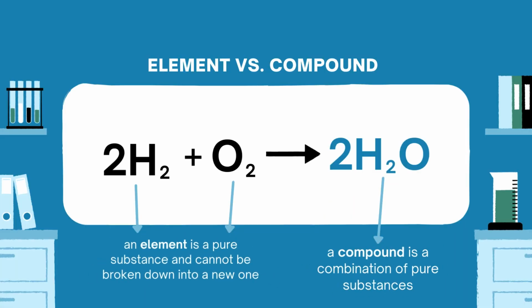In this example or illustration, as you can see, hydrogen, or letter H, and oxygen, which is represented by letter O, are considered elements. An element is a pure substance and cannot be broken down into a new one. On the other hand, we have the chemical formula of H2O, which indicates water. This is an example of a compound. It is a combination of elements.